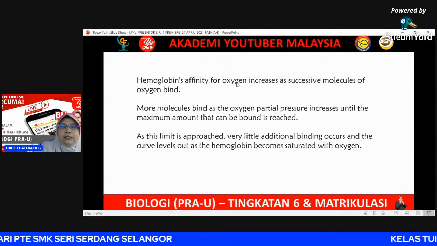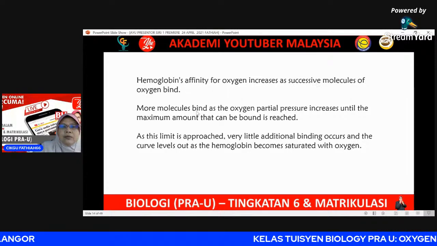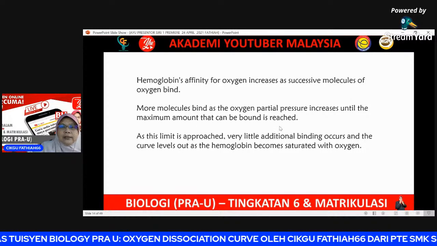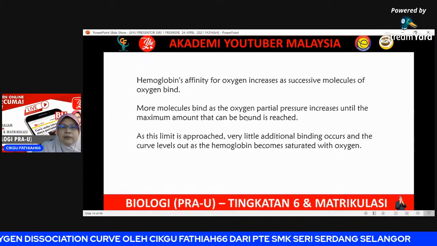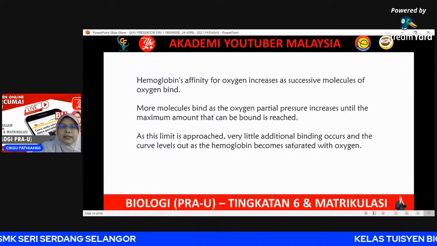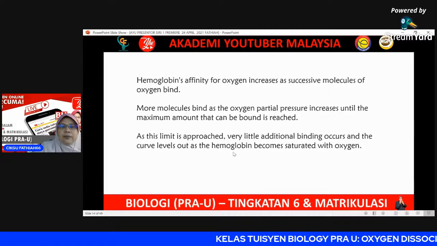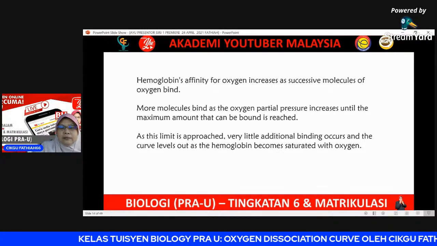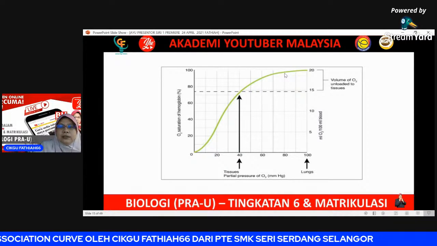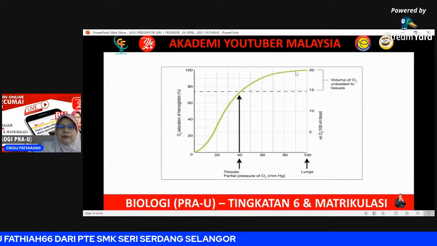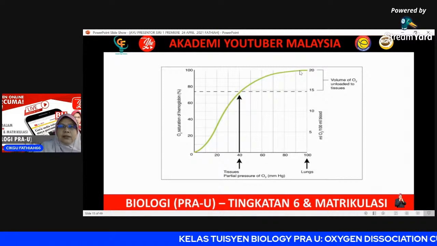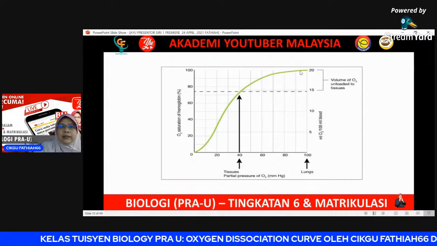Hemoglobin affinity for oxygen increases as successive molecules of oxygen bind. More molecules bind as the oxygen partial pressure increases until the maximum amount that can be bound is reached. Meaning, at the plateau area, when we increase the partial pressure of oxygen, it will not increase, it remains. As the limit is approached, very little additional binding occurs, and the curve levels out as the hemoglobin becomes saturated with oxygen. When we increase after about 85 partial pressure of oxygen, it remains the same. So this is the plateau area.